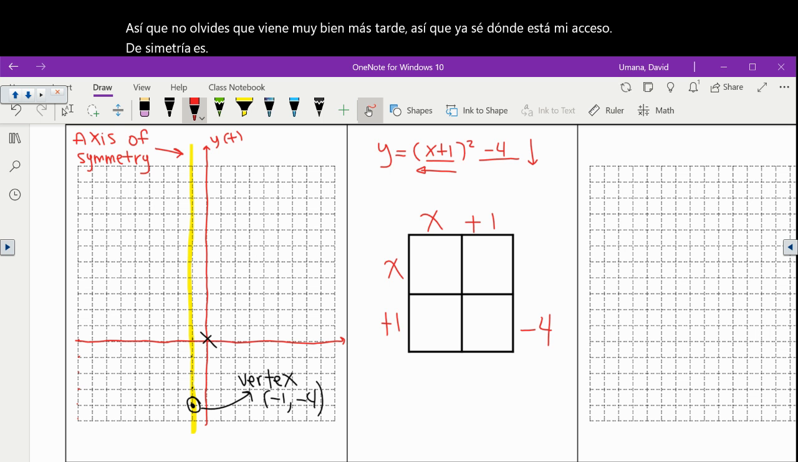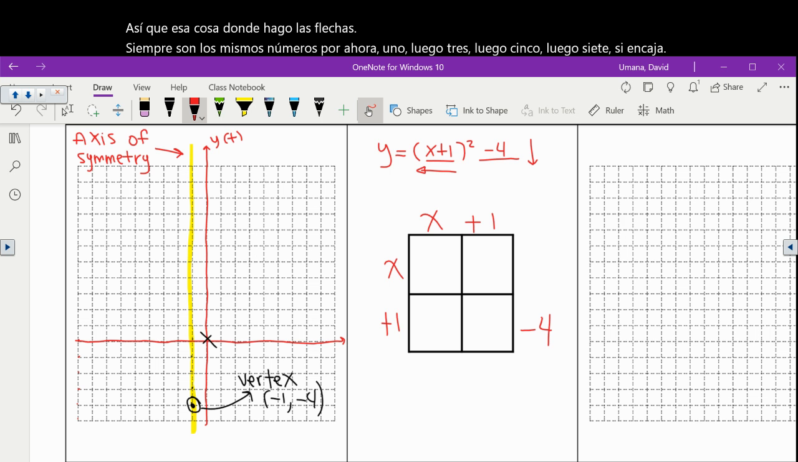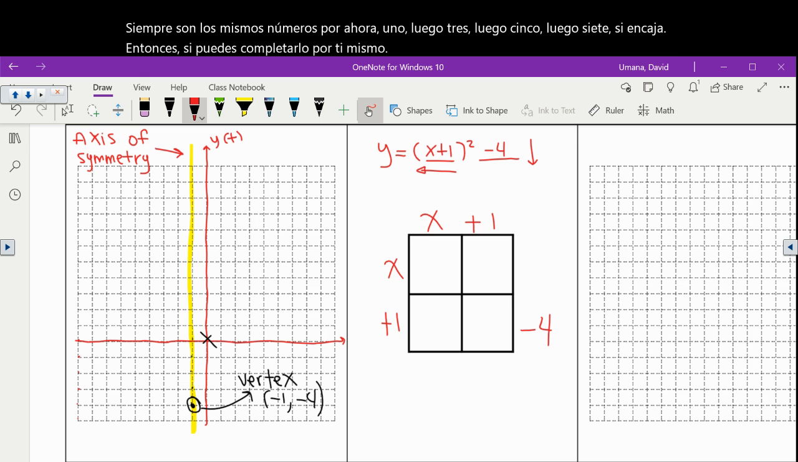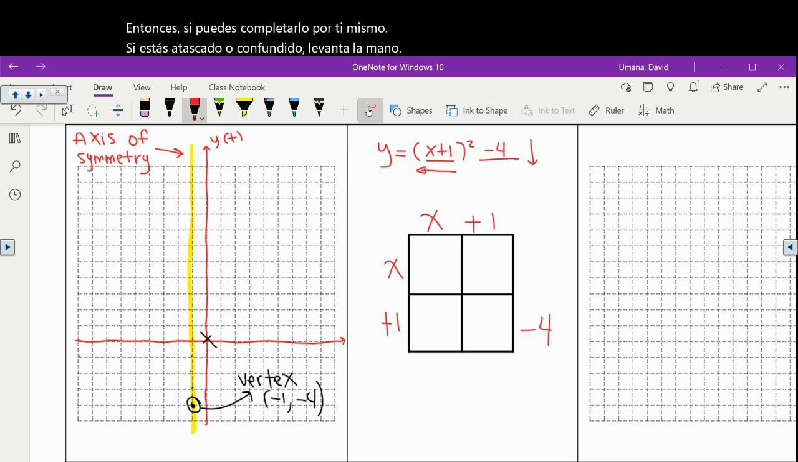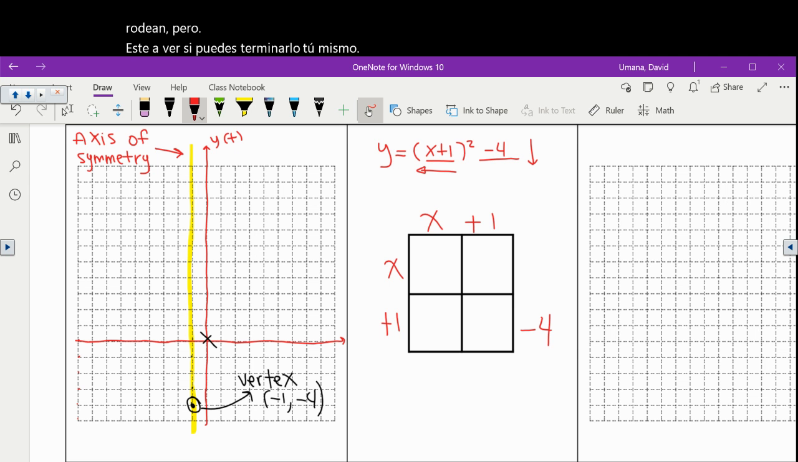And hopefully I know my skip count. 1, 3, 5, 7. So that thing where I do the arrows, it's always the same numbers for now. 1, then 3, then 5, then 7, if it fits. So see if you can fill that out by yourself. If you're stuck or confused, raise your hand. You can talk to the people around you. You can compare notes with the people around you. But this one, see if you can finish it yourself. For right now. Yeah. Leave it there.